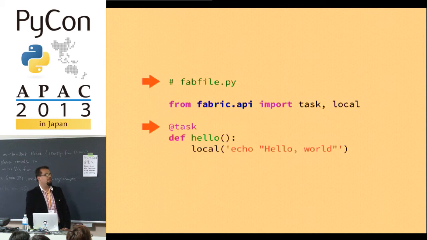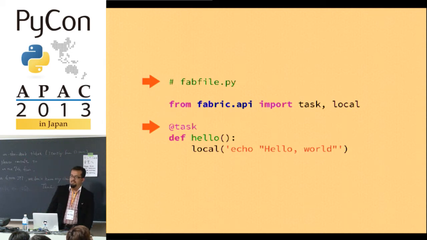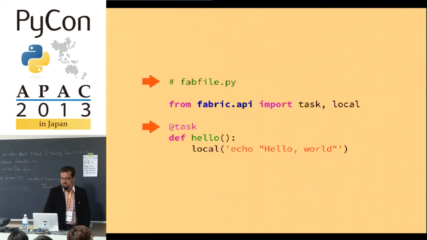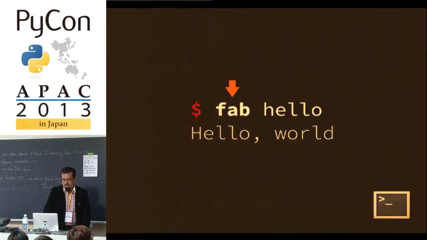the task decorator. Actually, behind the scenes, they have to be subclasses of task, but I have found that this function approach is easier to understand. And the task decorator only wraps them in the task superclass. And to run them, we use the fab command. It looks for a fabfile.py in the current directory or in parent directories, and runs the task hello. So very simple.